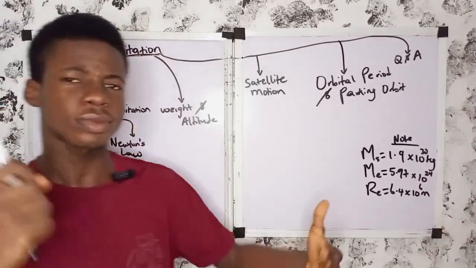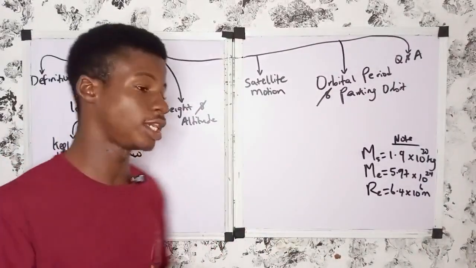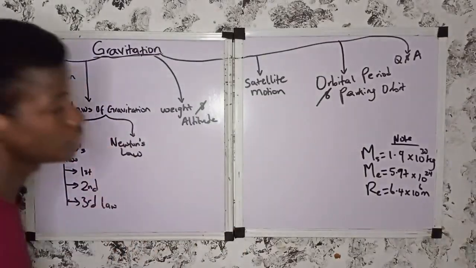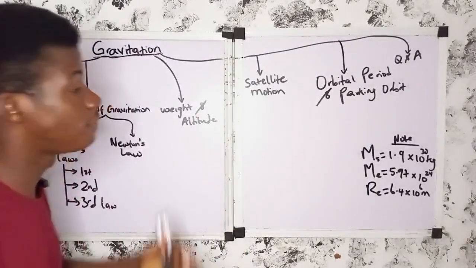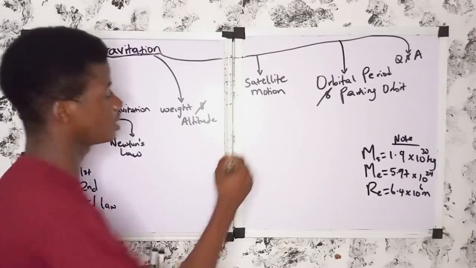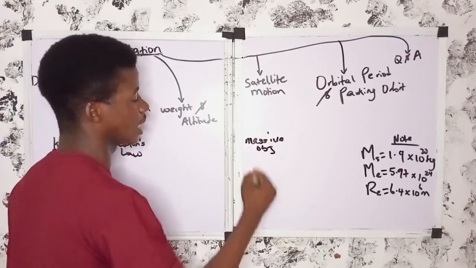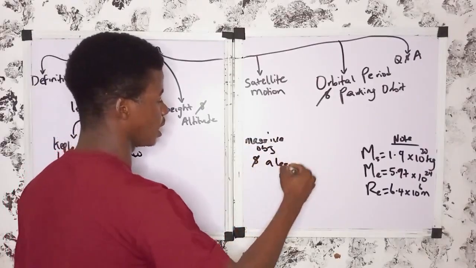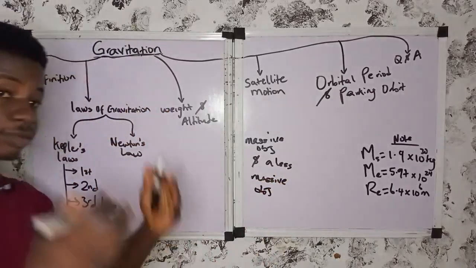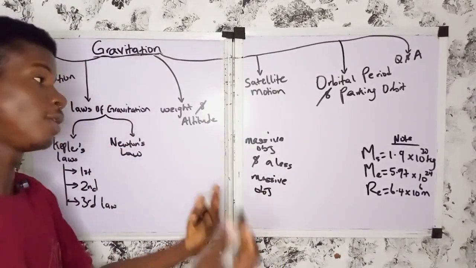Now let's start with the very first part, which is the definition of gravitation. What is gravitation? Gravitation is the force of attraction. Please take note: it's the force of attraction between a massive object and a less massive object.